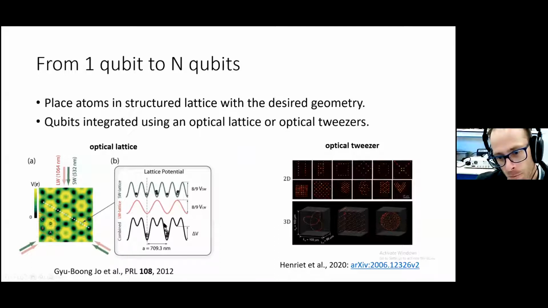So here you have an example of an optical lattice with a special Kagome structure. And these are another kind of array of atoms that you can have with optical tweezers. I'm going to spend a little bit of time on this particular way to arrange the atoms.